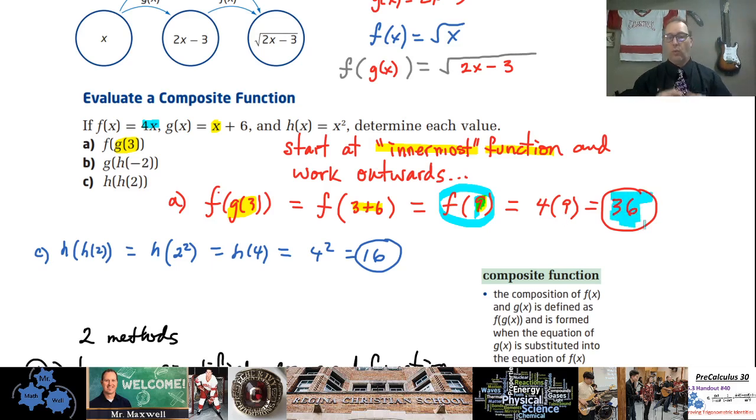Okay? So one of the ways of doing this is evaluating the innermost function and then using that value that you get as your input for the next function outside. And really, you could have a number of functions, right? But we're only really dealing with 2, I think, here in this chapter ever.